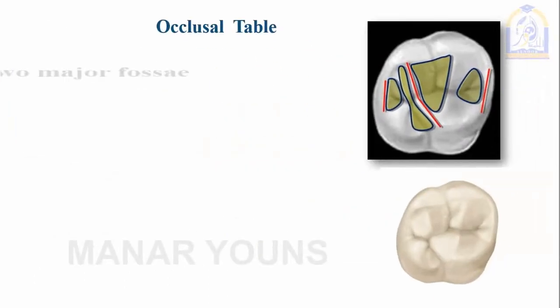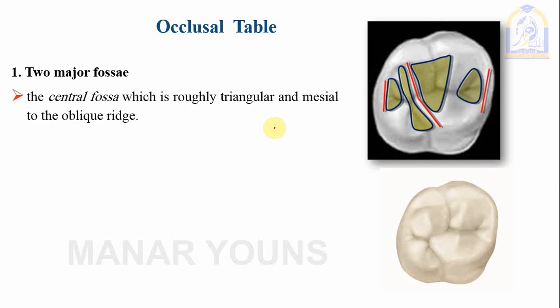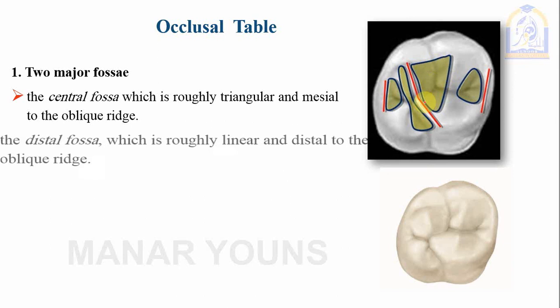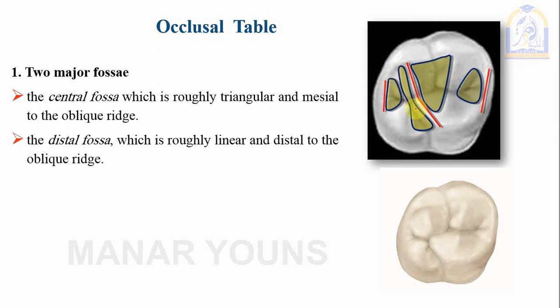Moving to the details of the occlusal table, the maxillary first molar is characterized by having two major fossae and two minor fossae. The two major fossae are the central fossa, which is roughly triangular and large. It's located mesial to the oblique ridge. This is the oblique ridge, and this is the central fossa, while the distal fossa is linear and located distal to the oblique ridge.